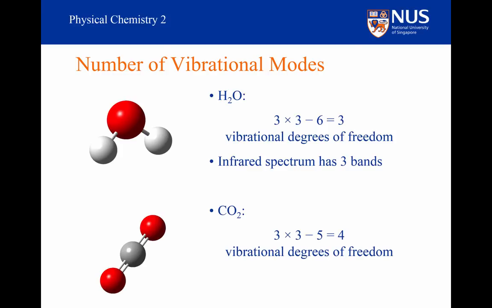For carbon dioxide, we have a linear molecule, and so we expect 3n minus 5 vibrations. This means that carbon dioxide has 4 vibrational degrees of freedom. However, the infrared spectrum of carbon dioxide shows only 2 bands. We will explain this shortly.